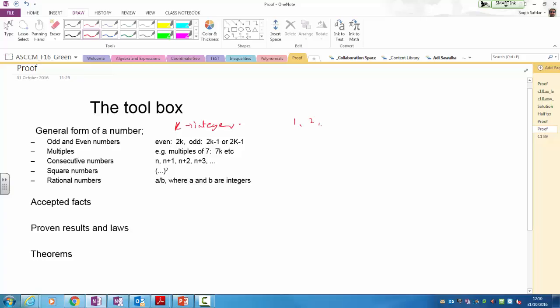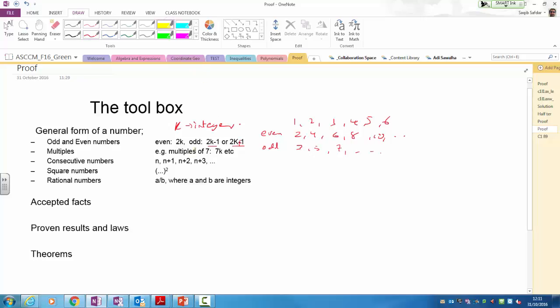So you've got 1, 2, 3, 4, 5, 6, etc. If you've got 2k, then that just gives you 2, 4, 6, 8, 10. Yeah? 2k is always going to be even. However, odd is 2k take away 1, or you can have 2k plus 1, which will always give you an odd number. So 2 plus 1 is 3, 4 plus 1 gives us 5, 3 times 2 plus 1 is 7, and so forth.